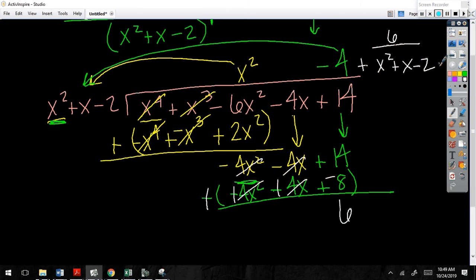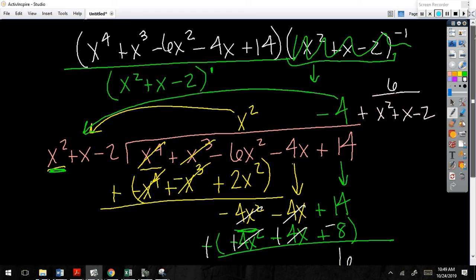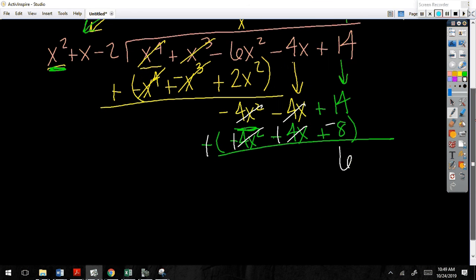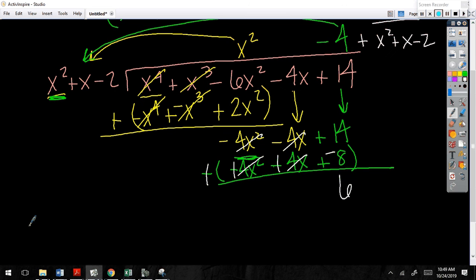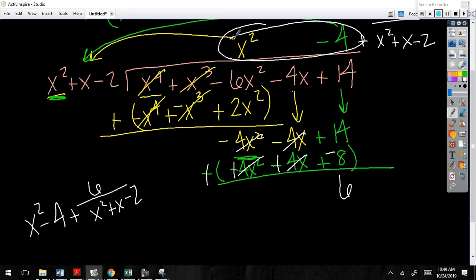Okay, so your solution to this is x squared minus 4 plus 6 over x squared plus x minus 2. Can you simplify it? That is simplified. That's the answer. Look across the top, x squared minus 4, and then my remainder over what I divided by.